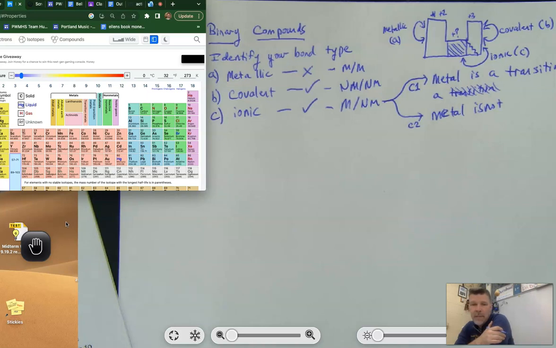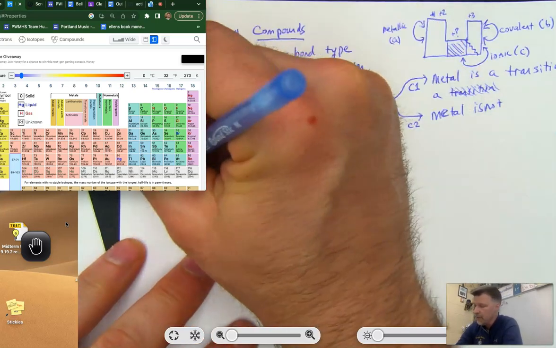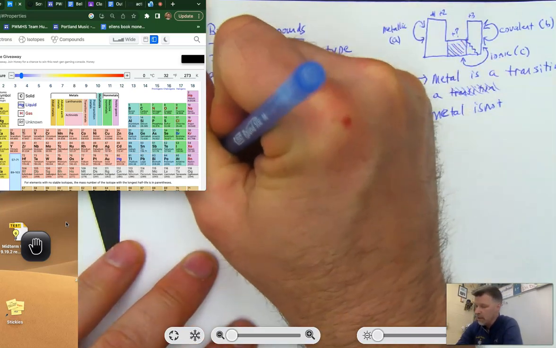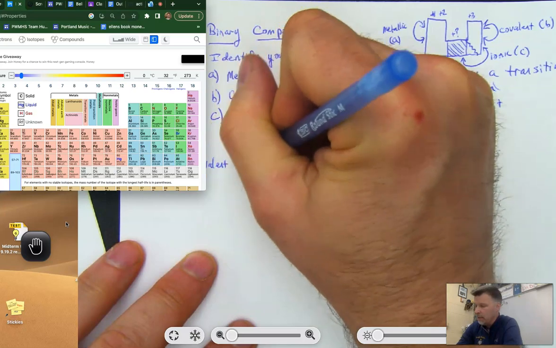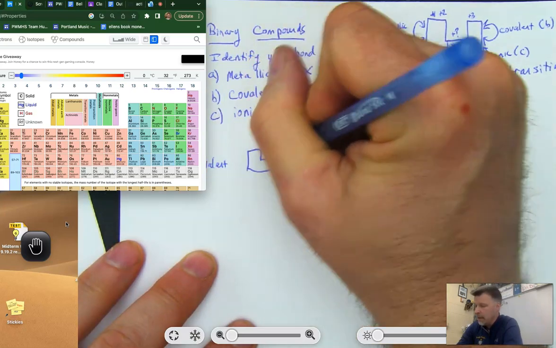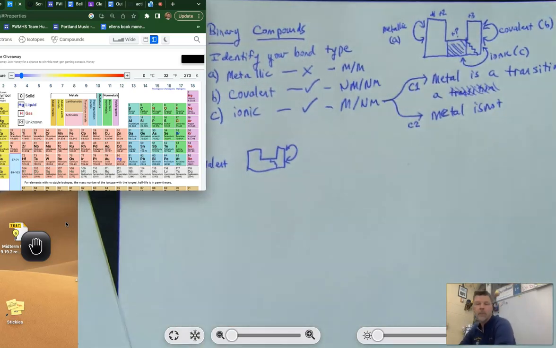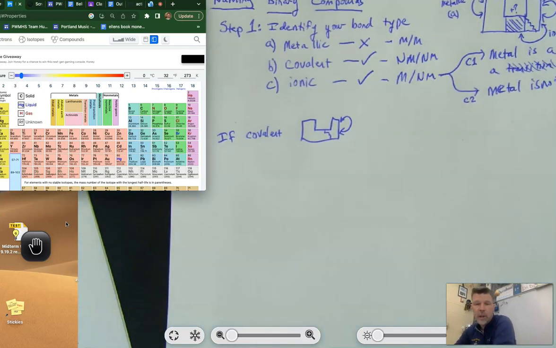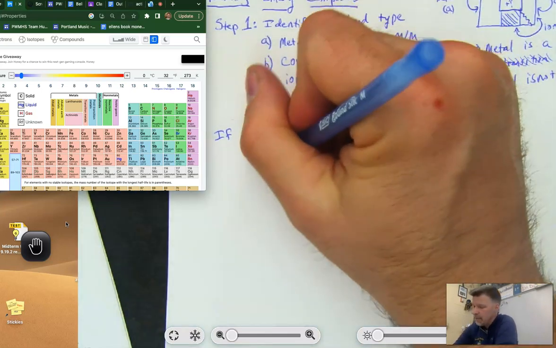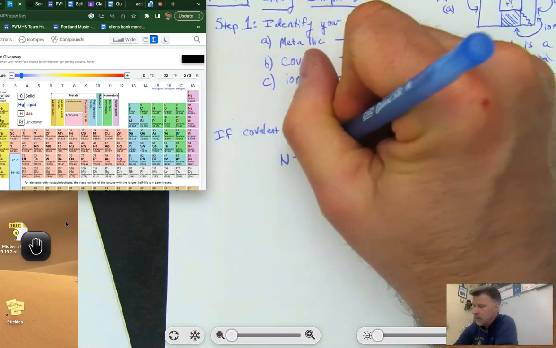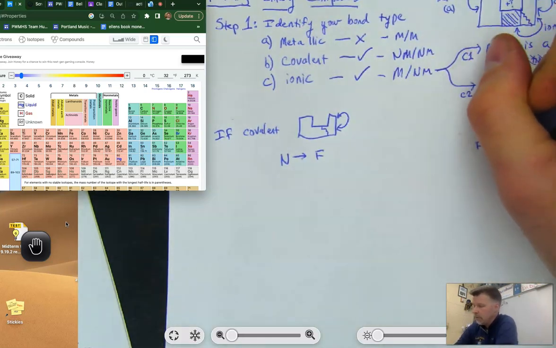So first is naming covalent. So if your first step says they're both from over here, non-metals, then how do we name them? So we're going to follow that here. So if covalent, so if they both are coming from that side of the periodic table. Two sets of rules that you should have on your card: name to formula, formula to name.